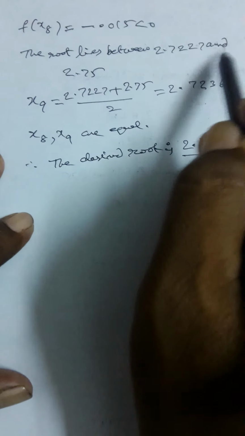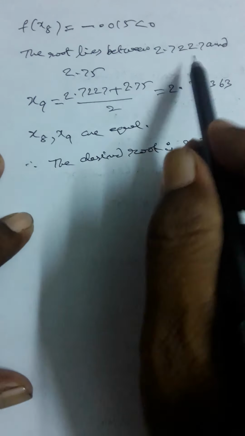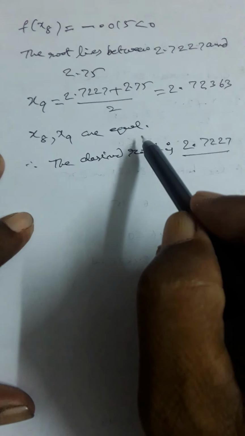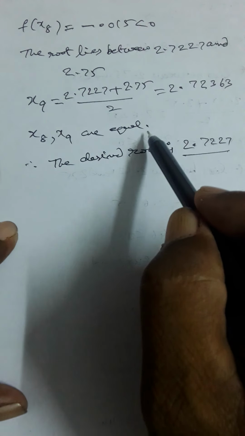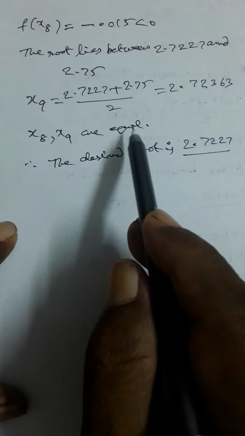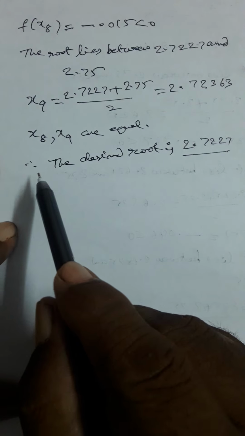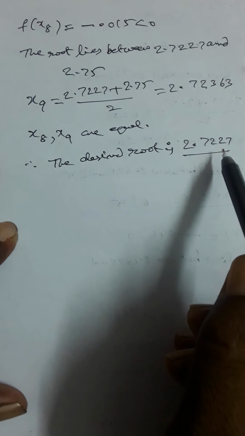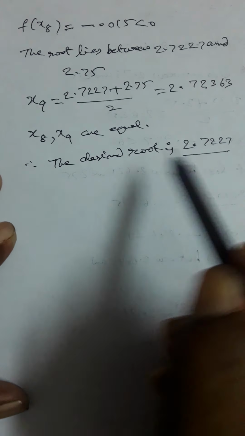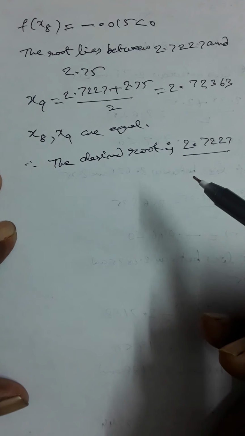The root lies between 2.7227 and 2.75. x9, the average of these two, we get 2.72363. So x8 and x9 are equal up to 3 decimal places. So the desired root is 2.7227, which lies between 2 and 3.